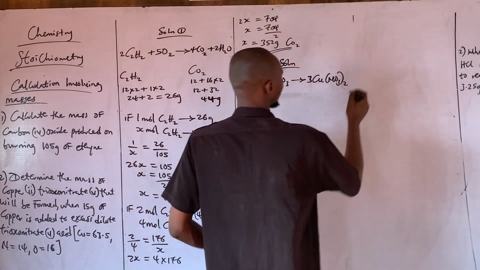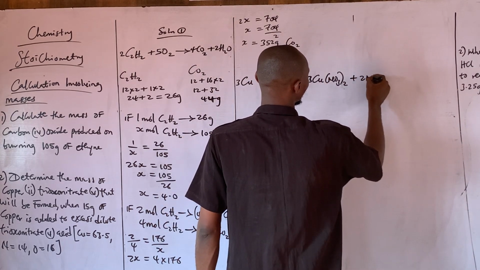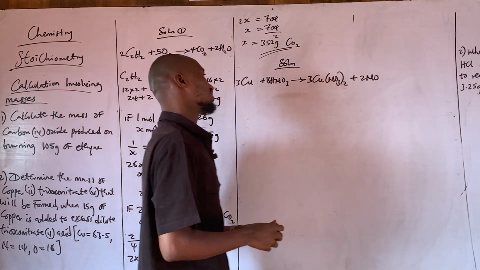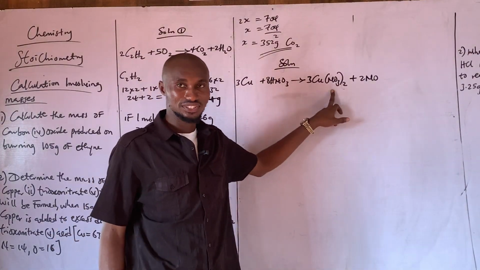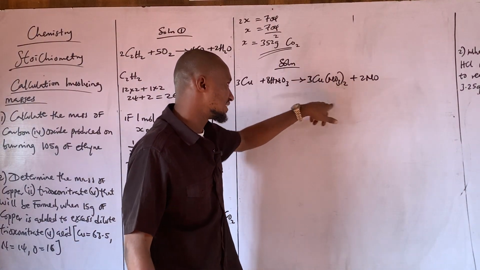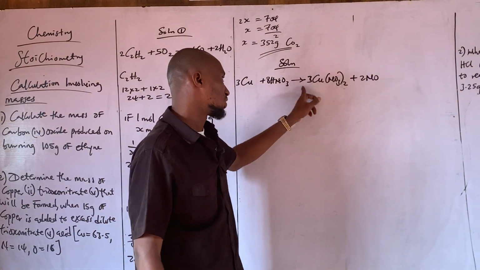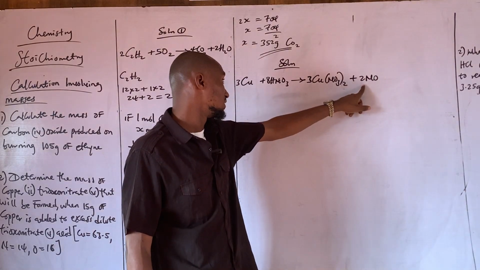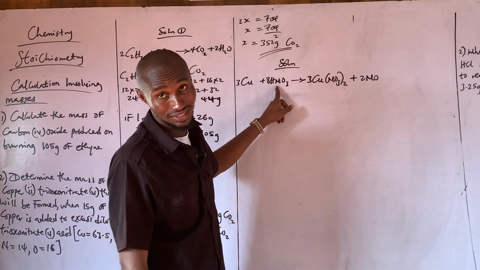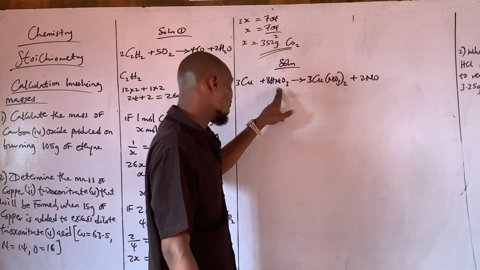So this is plus 2 nitrogen oxide. Now observe, we have 6 nitrogen here because 2 is affecting everything in the bracket. So 3 times 2 is 6 plus 2, 8. That means nitrogen is balanced here. Is that correct?